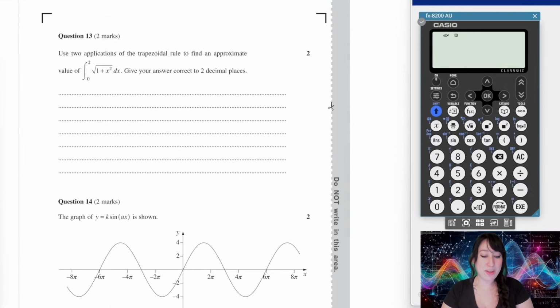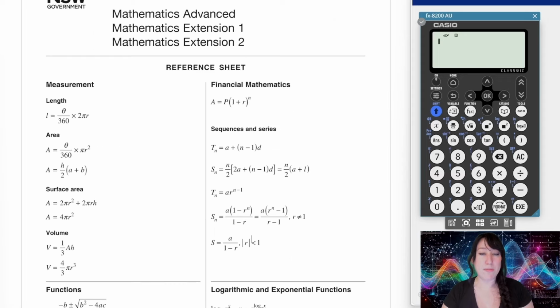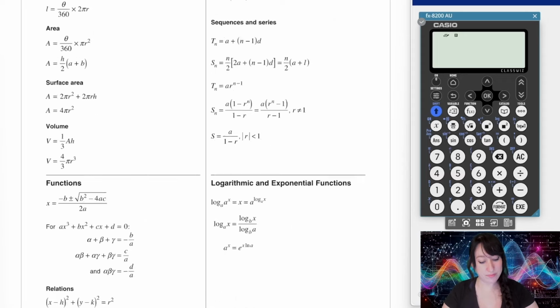Question 13. Use two applications of the trapezoidal rule to find an approximate value of the integral from 0 to 2 of the square root of 1 plus x squared. Give your answer correct to 2 decimal places. So, the trapezoidal rule is on the reference sheet. You'll find it at the bottom of the integral section.